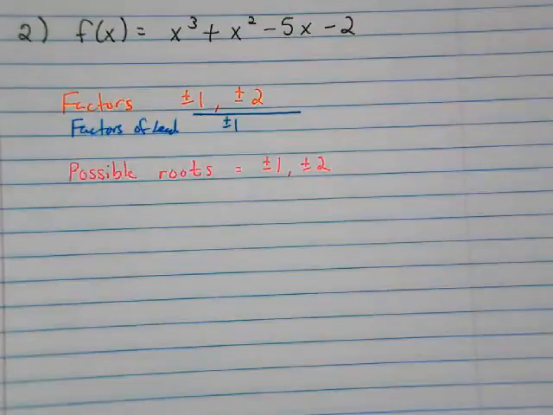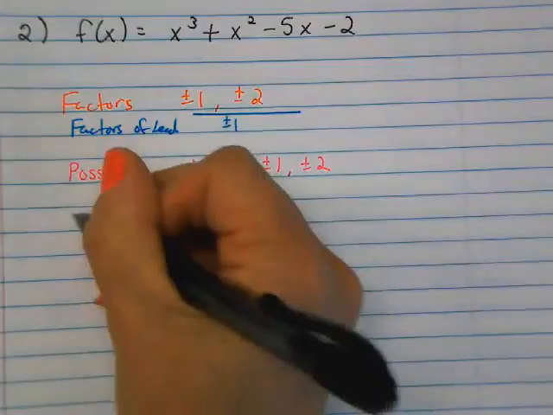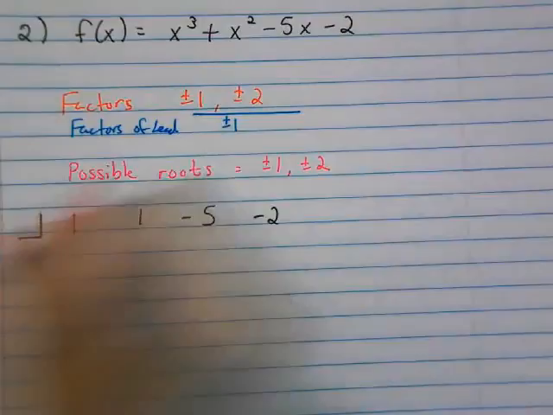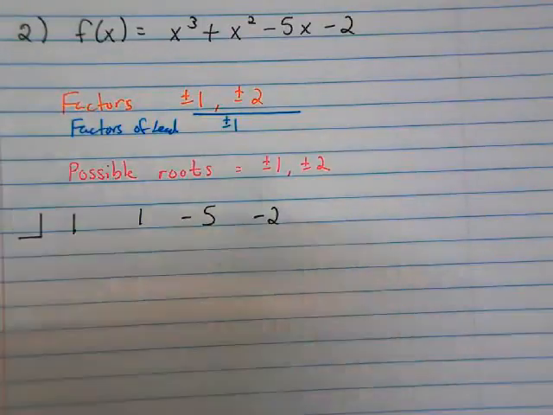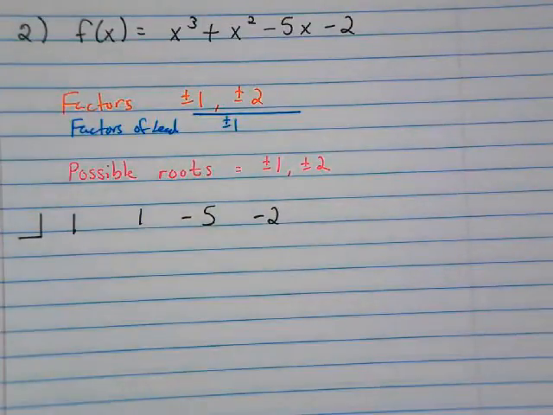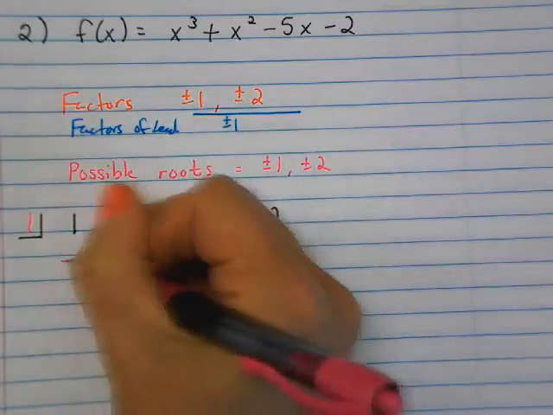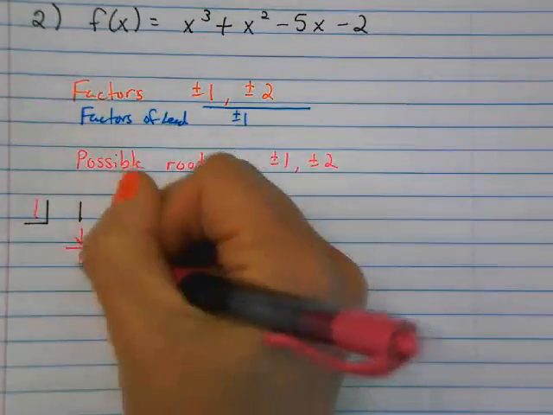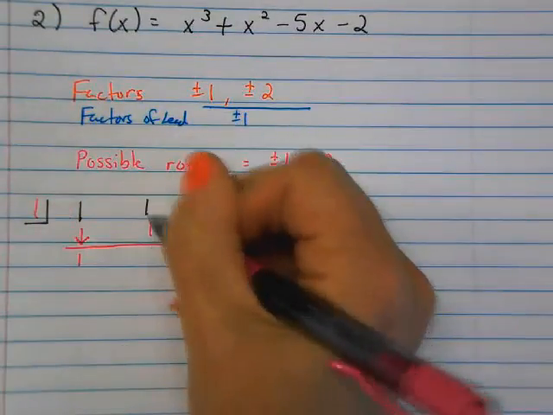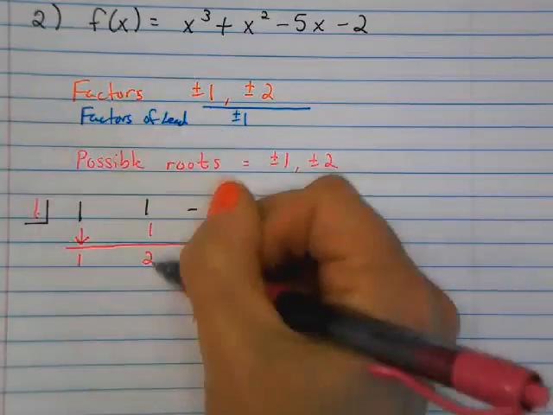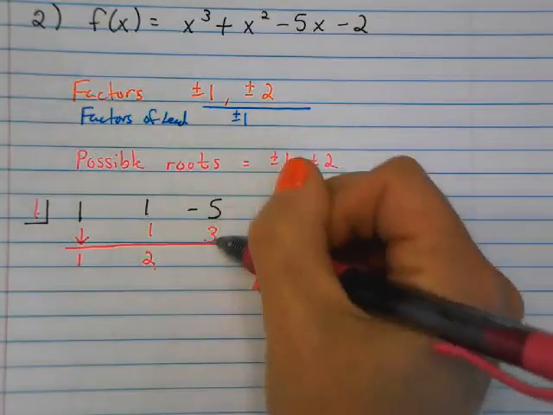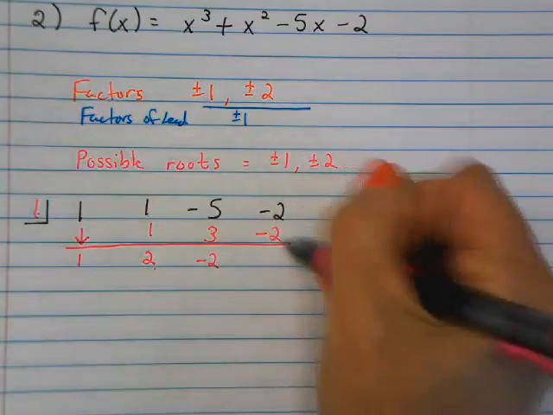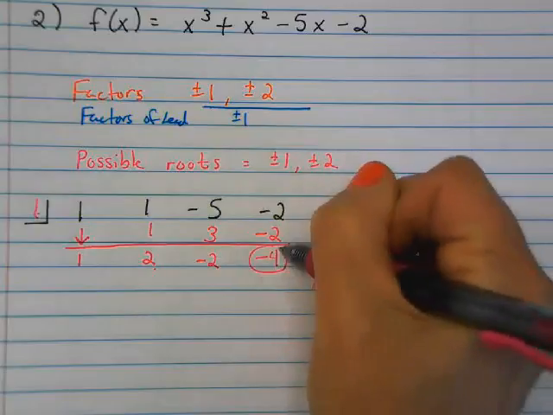So, we ready to try some synthetic division? So I have 1, 1, negative 5, negative 2. And I'm going to begin my path with, I'll start with positive 1. It worked for me last time, maybe it's going to work again. Bring him down. Alright. 1 times 1 is 1. 1 plus 1 is 2. 1 times 2 is 2. Negative 5 plus 2 is negative 3. 1 times negative 3 is negative 3. Do you see right here I get a remainder?